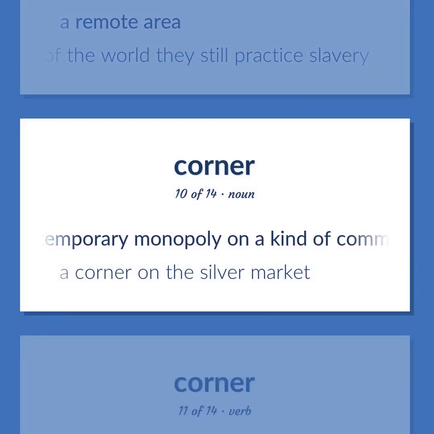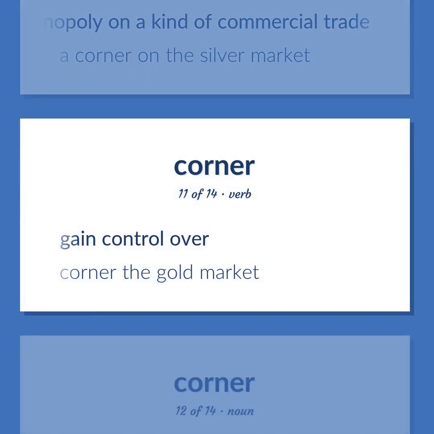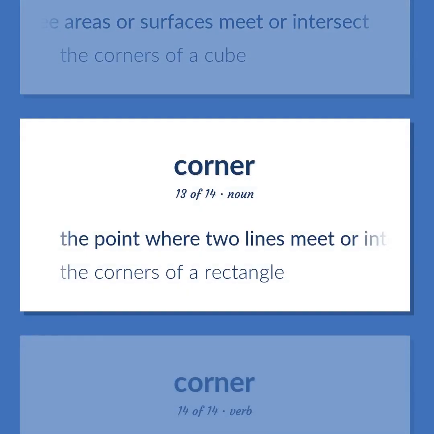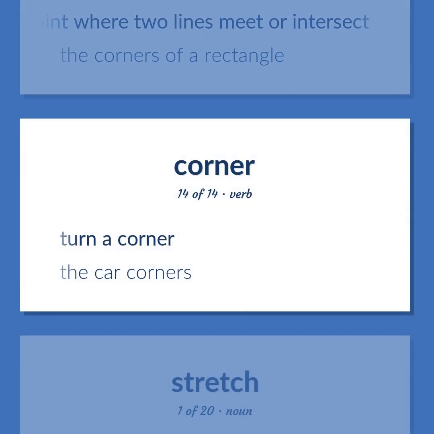A temporary monopoly on a kind of commercial trade. A corner on the silver market. Gain control over. Corner the gold market. The point where three areas or surfaces meet or intersect. The corners of a cube. The point where two lines meet or intersect. The corners of a rectangle. Turn a corner. The car corners.